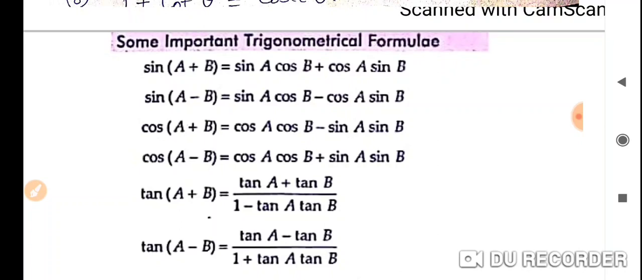Without these identities and without these mathematical tools, you will be quite unable to understand all the basic concepts and fundamentals of physics. You cannot imagine the study of physics without these mathematical tools. Again, I am repeating, physics is the king of science and mathematics is the queen. So, it is very necessary for you to learn all these formulae and identities.